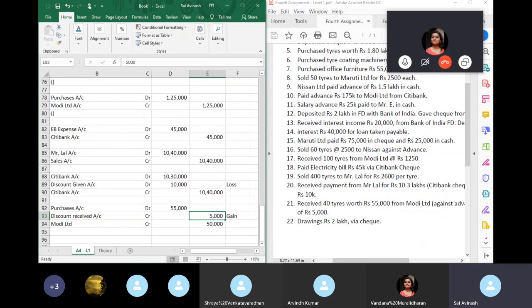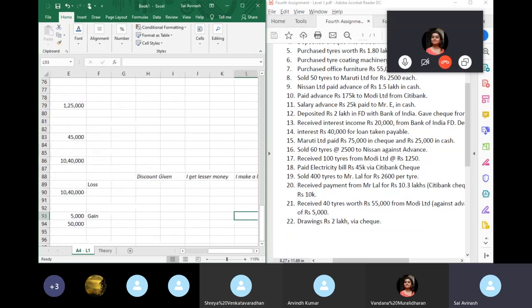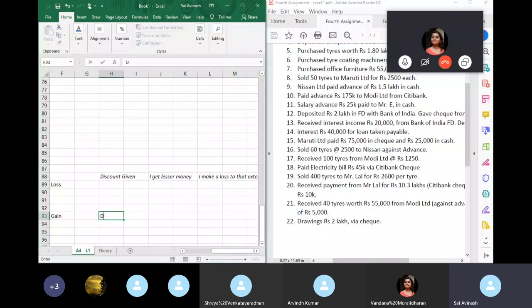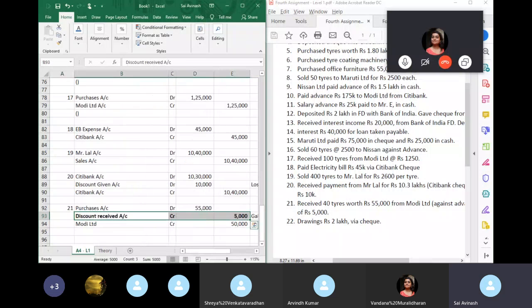All incomes and gains, if they increase, you credit them. I'm receiving a discount, which is a gain, right? So if you want to go through the same logic we went ahead with last time, discount received, I pay lesser money, I make a gain to that extent, right? Common sense. So these are two new things you learned today, or other things you relearned, but these are new. Okay, so that's the idea behind that.